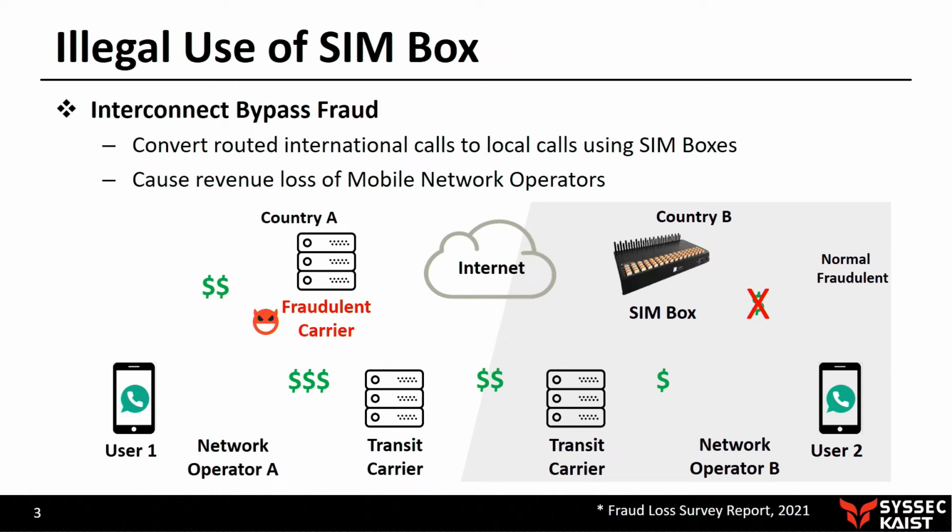First, SIM boxes are often used for interconnect bypass fraud. Interconnect bypass fraud is a type of fraud in which fraudulent carriers bypass interconnection agreements between the carriers and operators. By using SIM boxes, fraudulent carriers can convert routed internet calls to local calls and ultimately cause a revenue loss for network operators. According to a recent survey, this fraud caused a revenue loss of about $3.11 billion worldwide in 2021.